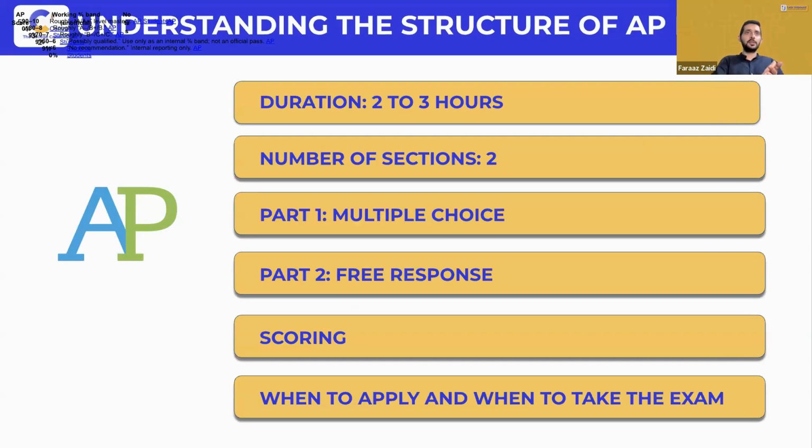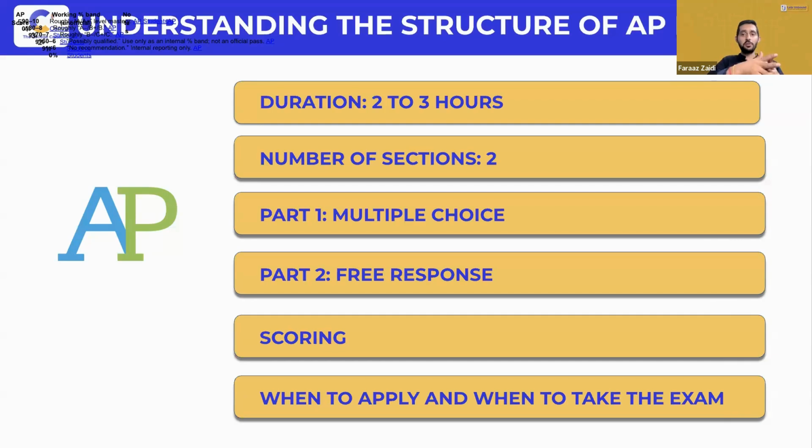Now, understanding the whole structure of APs itself, the duration is 2 to 3 hours. AP exams are designed to comprehensively test your knowledge and skills in a subject, but most exams, as I've said, last between 2 to 3 hours, making them shorter than your typical college exams, but equally rigorous and extremely more practical.